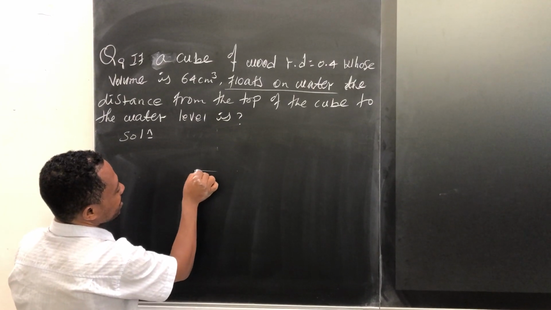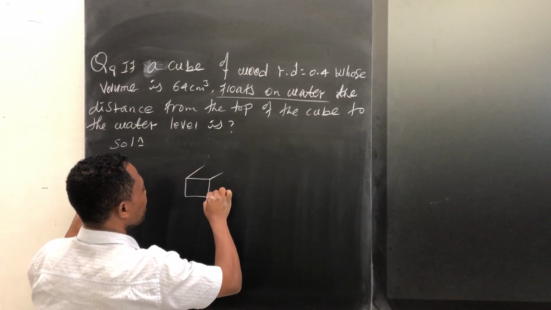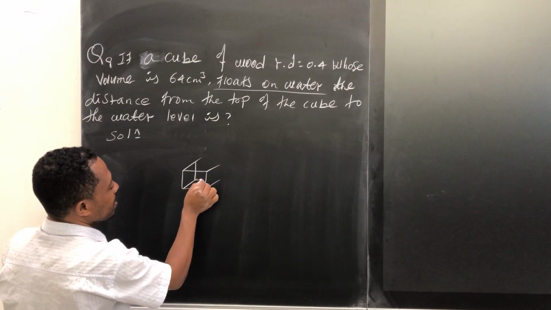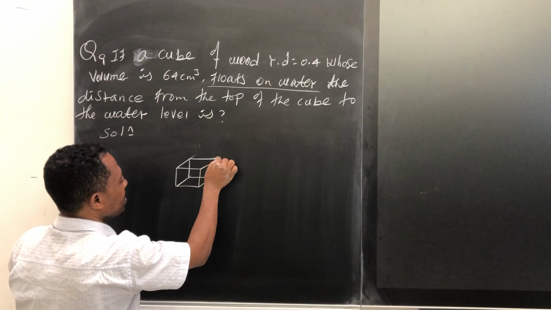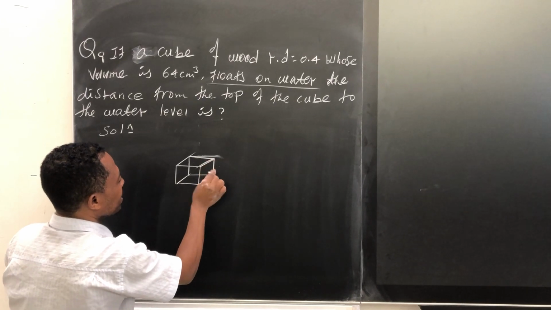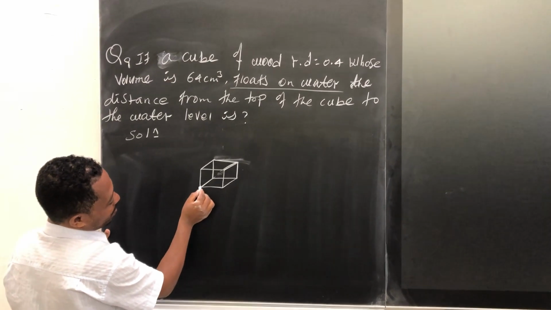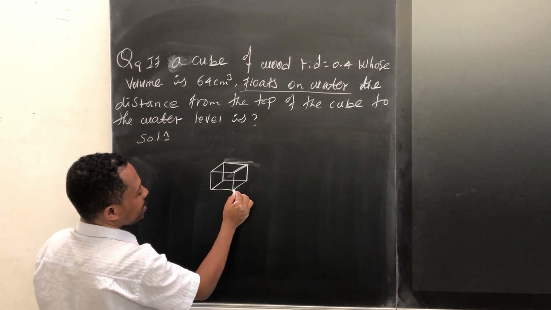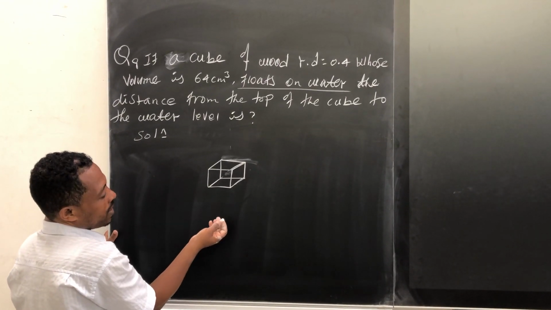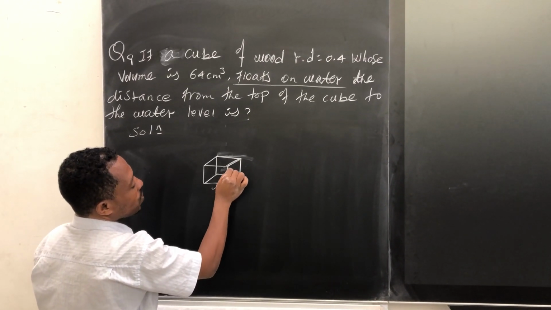My dears, just consider this is a cube. As we know, the length, the width, and the height of the cube are the same. So let this be L, this also L, this also L.